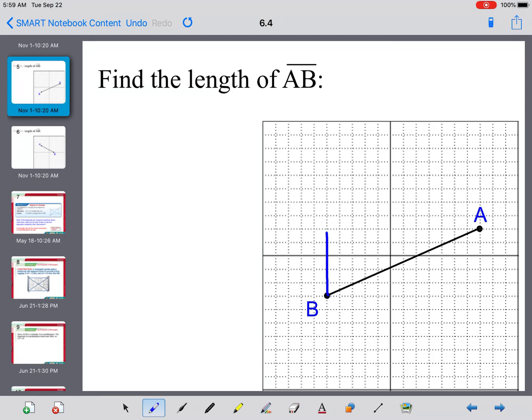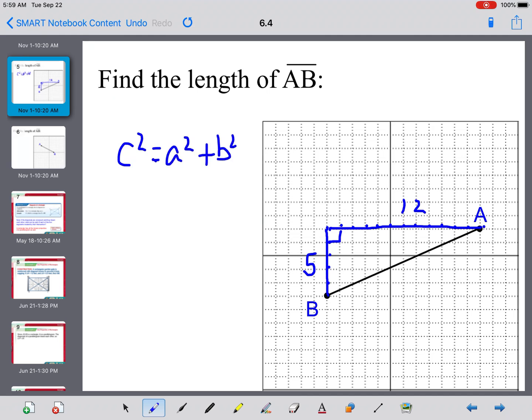Just to do another one for the sake of practice. So we want to know the length of this segment. We create a right triangle using horizontal and vertical segments. The vertical segment is 1, 2, 3, 4, 5. The horizontal segment is 1, 2, 3, 4, 5, 6, 7, 8, 9, 10, 11, 12. 12. So then the question is, what's the length of AB, or the hypotenuse of our right triangle?